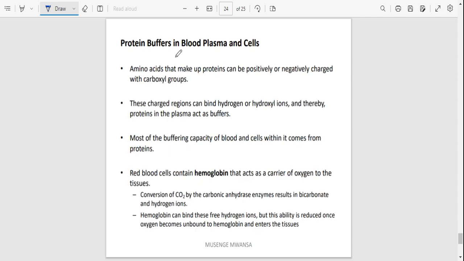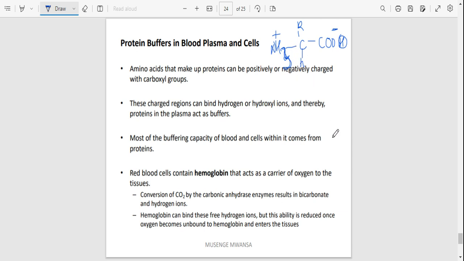We also have protein buffers in blood and cells. Amino acids that make up proteins can be positively or negatively charged with carboxyl groups. You know that amino acids have a carbon bonded to an R group and hydrogen. We have a carboxyl group, and it's supposed to have a hydrogen here and then an amine group like that. Most of the time we're going to see this hydrogen attached to the amine, so this is going to be positively charged and this is going to be negatively charged at physiological pH, and this is called the zwitterion.